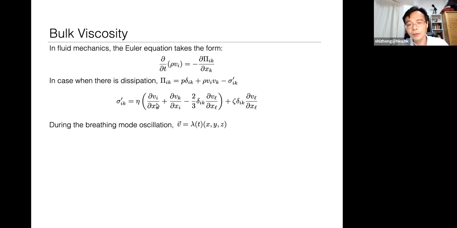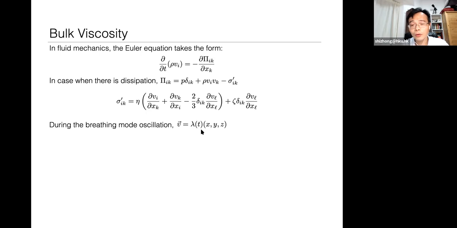Those are smooth flows. Then by symmetry analysis, sigma prime will only have two types of terms. First, it will only depend on partial v_i over partial x_k. And because rigid rotation does not contribute to dissipation, you only have the symmetric combinations of those partial v_i over partial x_k. In that case, you can write this generic term in two terms. One is the traceless one with a coefficient called eta, which corresponds to the shear viscosity, and then there is the trace part, which corresponds to the bulk viscosity.